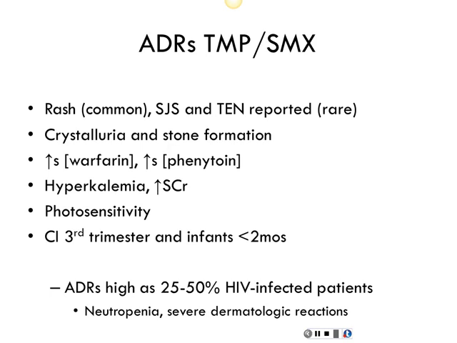In the third trimester, we're inhibiting folic acid, so we're worried about neural tube defects in the little children in the womb, right? So we don't want to cause them to have neural tube defects.